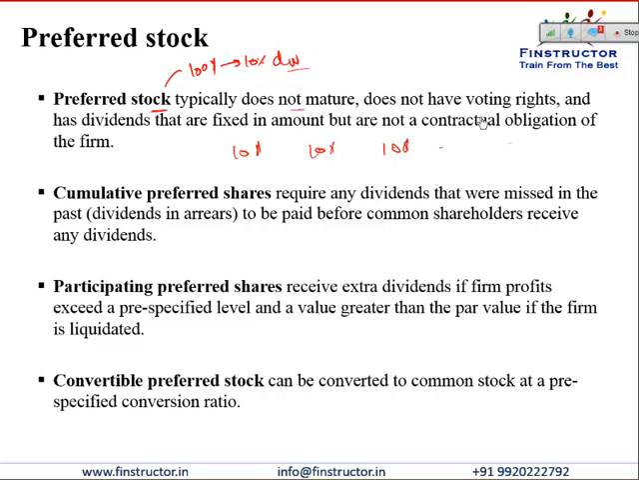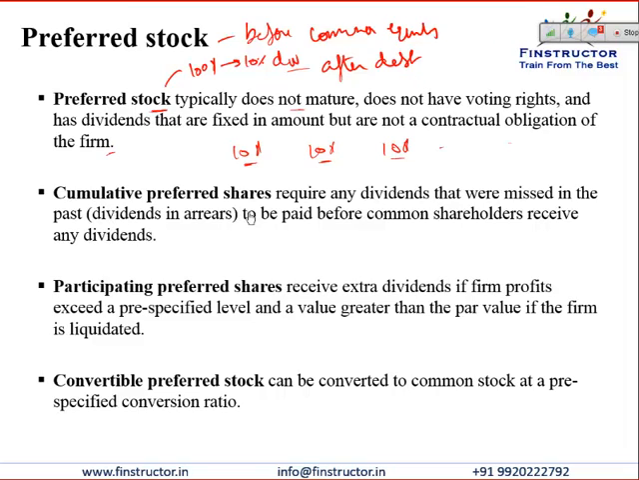Preferred stockholders generally do not have voting rights, and the dividends are fixed in amount but are not a contractual obligation of the firm. So in case the profits are not enough, then first the debt holders will be paid, and only if money is remaining, any funds or money to preferred stockholders will be paid. So preferred stockholders will be paid before common shareholders or before common equity, but after fixed income instruments or after paying debt if any money is remaining.